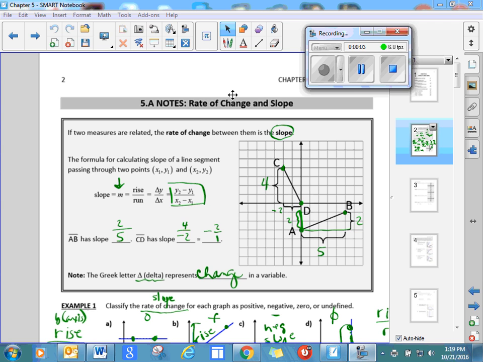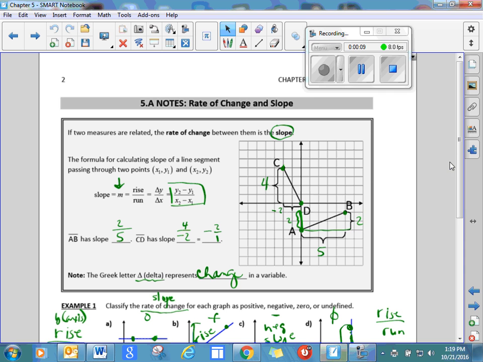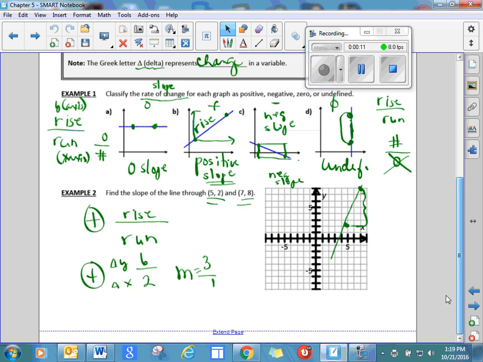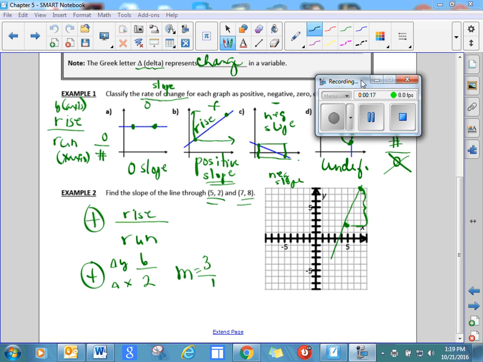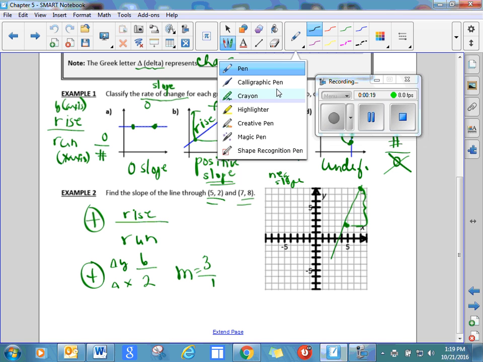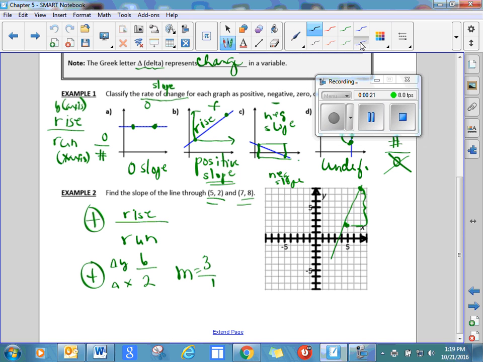Hi guys, we're continuing on 5A, section 5A. I want to go back to this page that we already did in the previous video, but I want to talk about finding the slope of this example at the bottom using the formula, because that's what we're going to be doing on the next page.